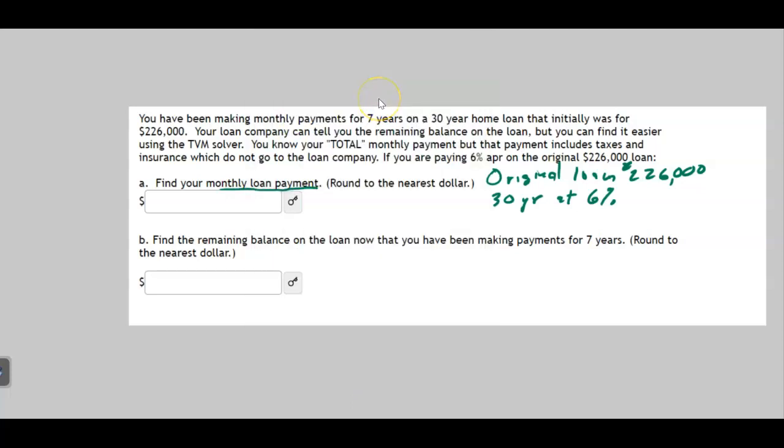Okay, so $1,355. Now we're asked to find the remaining balance on the loan now that you've been making payments for 7 years, and round to the nearest dollar. So our original payment was $1,355. But to find out the remaining balance, remember that the present value, which is the loan balance, is kind of in the middle. We've paid for 7 years.